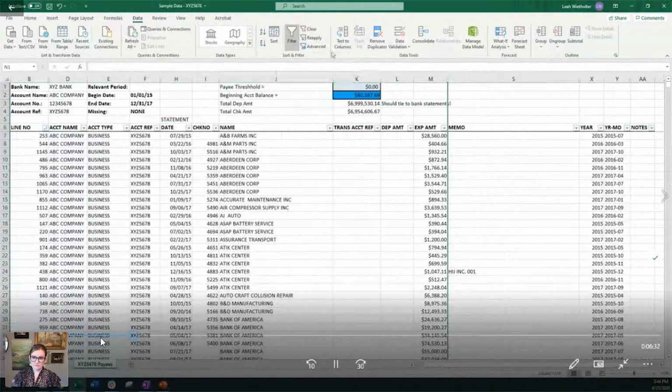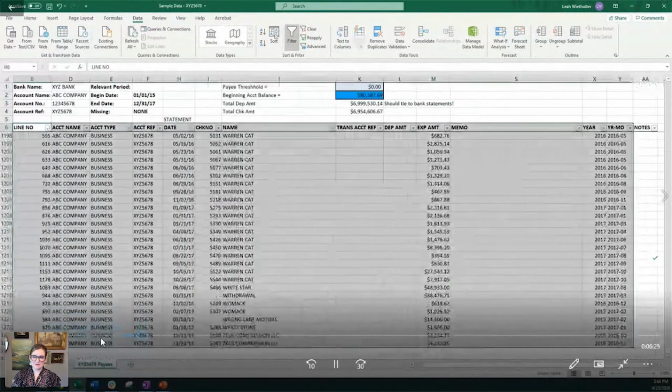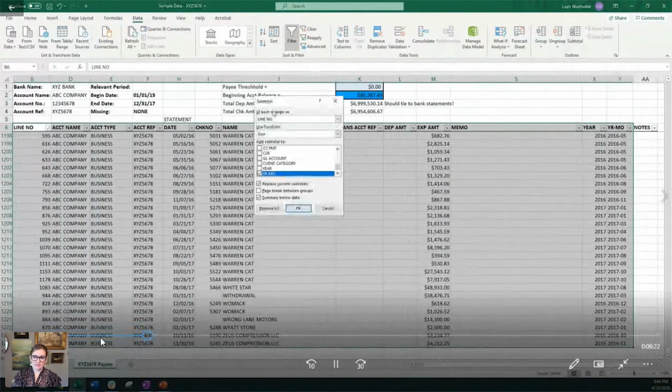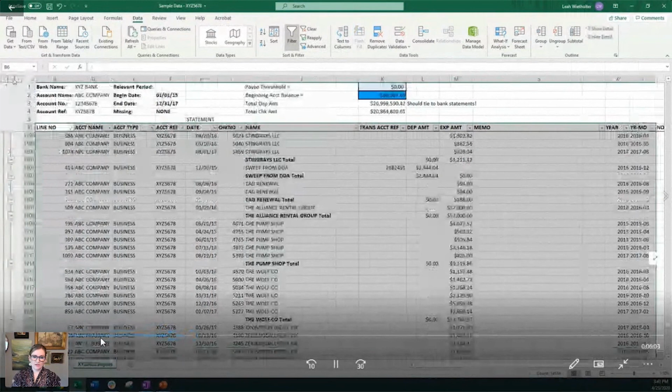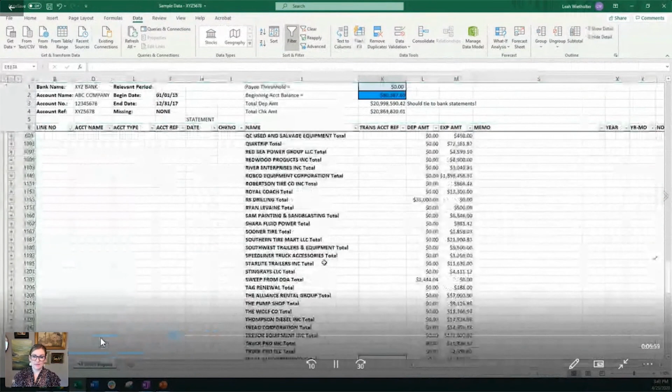subtotaling. We're going to subtotal by name. So there's a function in Excel called subtotal. At each change in name is what you're going to select. You're going to sum, and then we're going to sum our deposits amounts and our expenditure amounts. You can look at this information summed by payee.